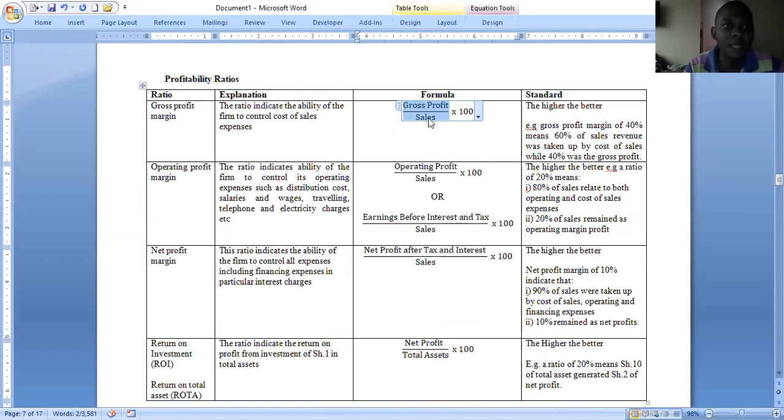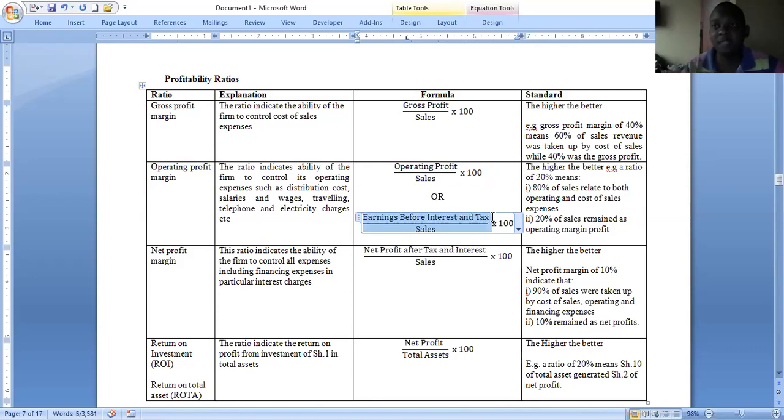Then we have the operating profit margin. The operating profit margin is also another profitability ratio. It measures the ability of the business to control its operating expenses, such as distribution costs, wages and salaries, traveling expenses, telephone, and so on. Those are expenses that you find in the profit and loss account. So the operating profit margin is obtained by dividing operating profit by sales and multiplying by 100%. The operating profit is also known as the earnings before interest and tax.